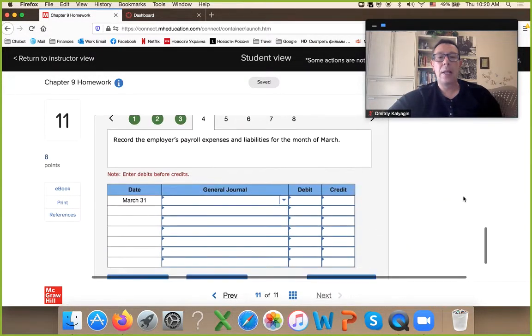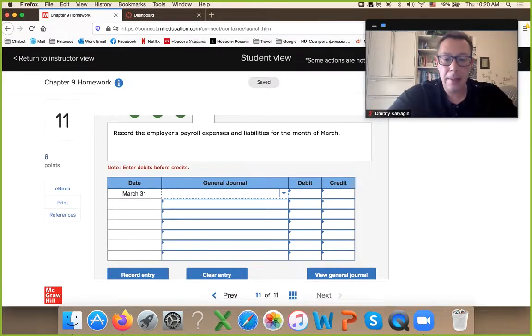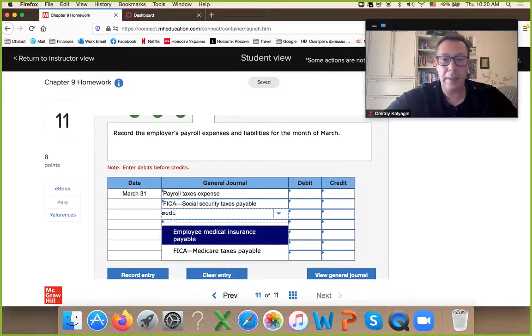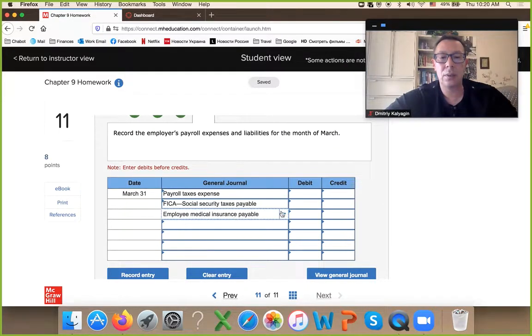Okay? So this is how I do it. I'm going to debit payroll tax expense. I will leave the amount blank because I don't know what it is until I list all the taxes, all the liabilities, all the credits. So Social Security payable and Medicare payable are the same amounts as I recorded in the previous entry. So whatever employees pay, employer matches. So 1736 and 406. You just copy these 2 taxes.